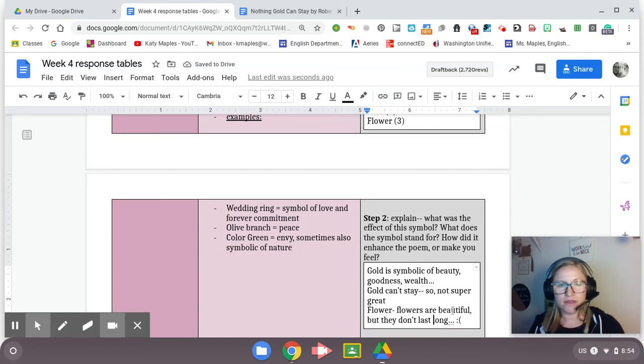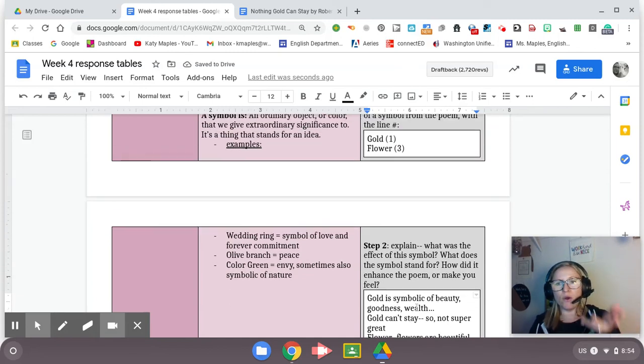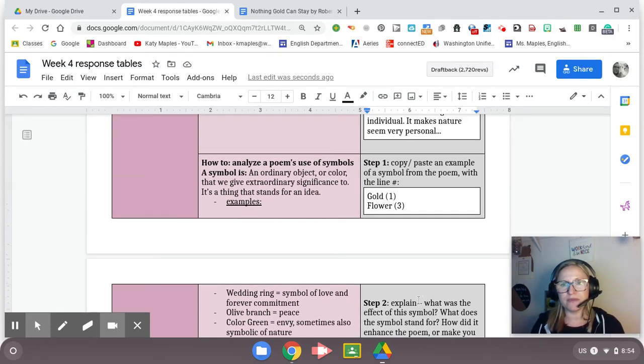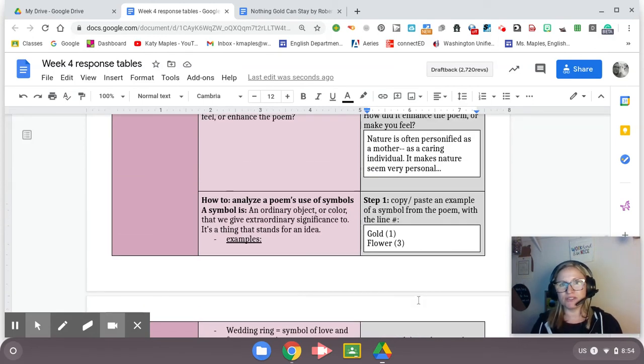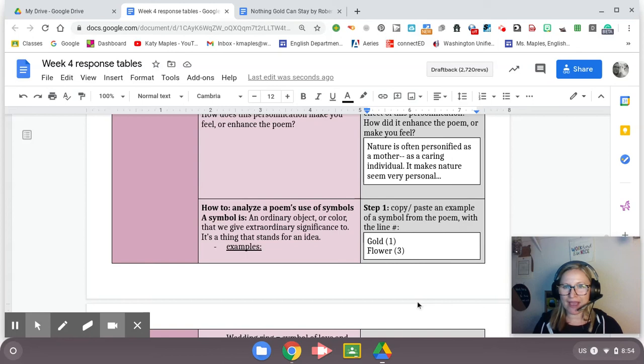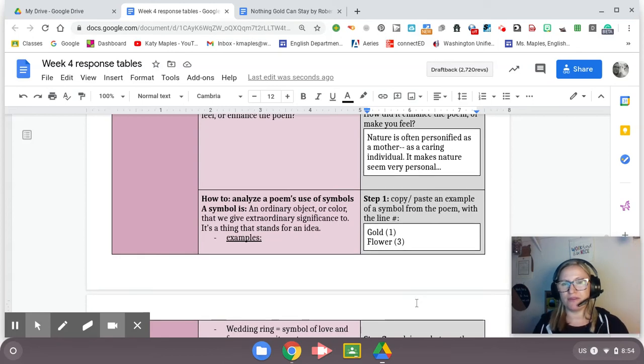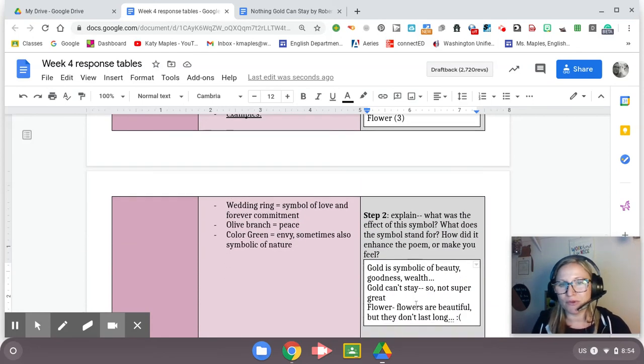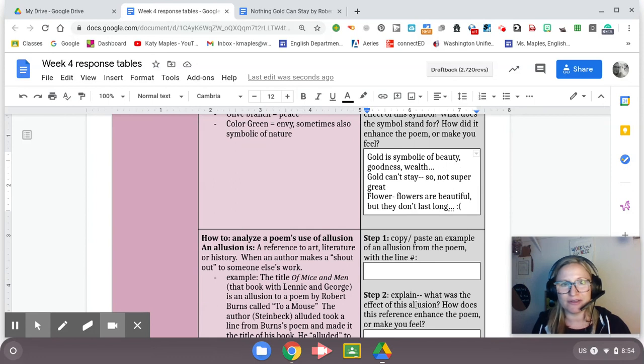Sad face. So you're probably starting to see, okay, I'm starting to get kind of what this poem is about. If it keeps describing all these beautiful things that go away, it's starting to put the whole meaning of the poem together for you. That's why we go through and analyze it like this. It really breaks it down for you.